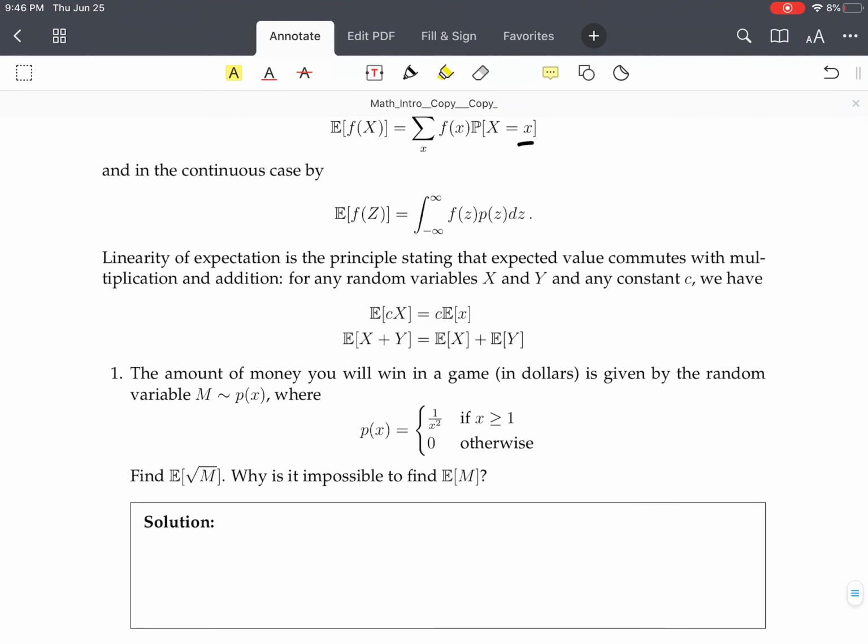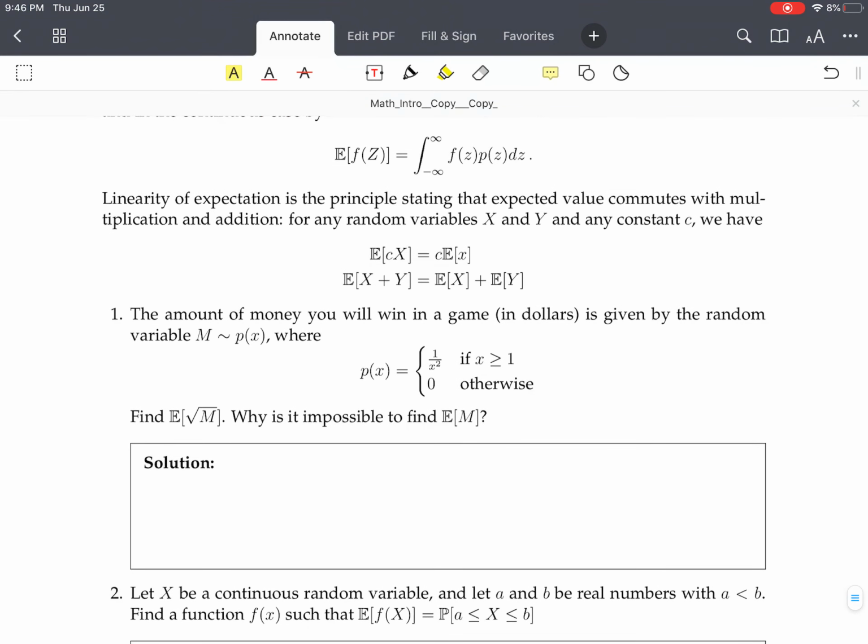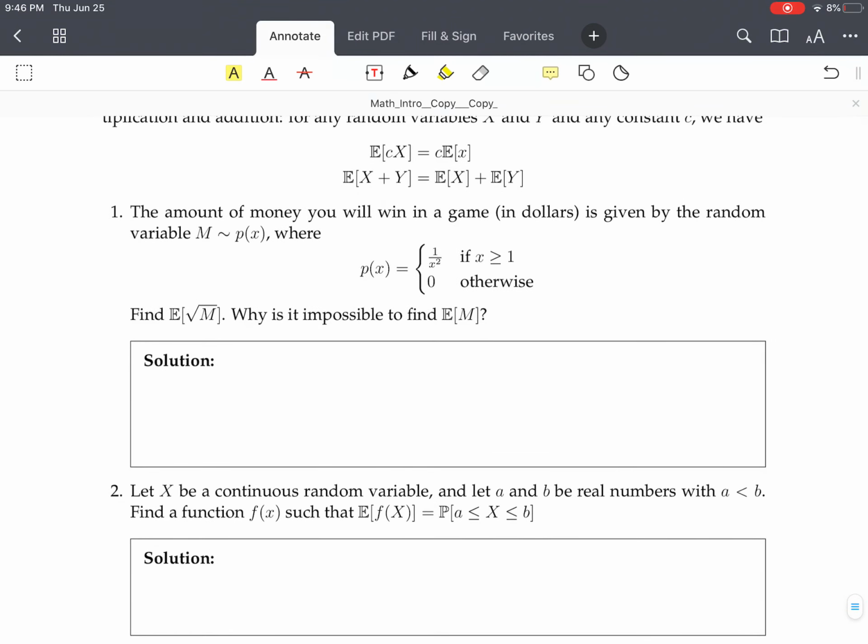So let's go ahead and do some practice problems with expectation, just to get some more practice with it. The amount of money you'll win in a game is given by the random variable m, which is drawn from this probability density function p, where p of x is 1 over x squared if x is greater than 1 and 0 otherwise. So let's start by finding the expected value of the square root of m.